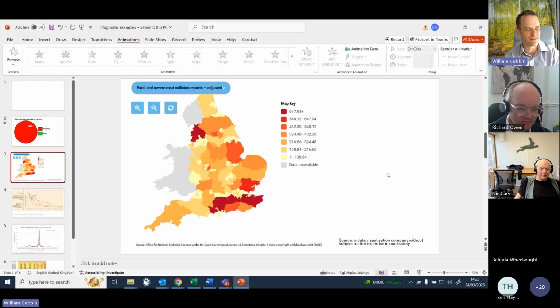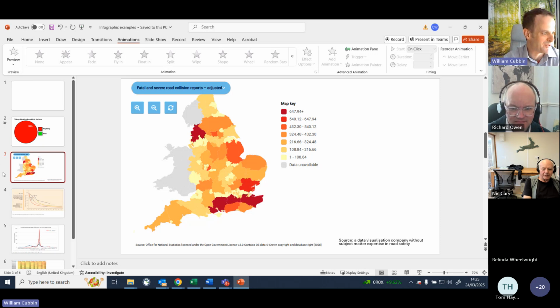So there's a high risk of people being misled or forming perverse conclusions on it. Yeah, comment there. The key needs simplifying. Yeah, we've got 216.66 of a KSI. I'm not quite sure how you arrive at that. Yeah, but simplifying the bins within that map key would also be a good move to improve that particular visualization.